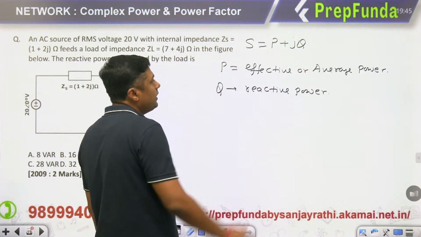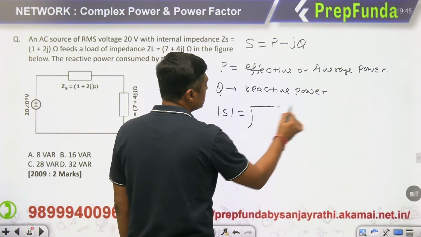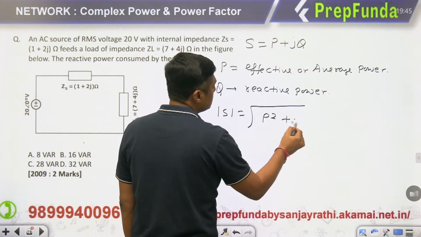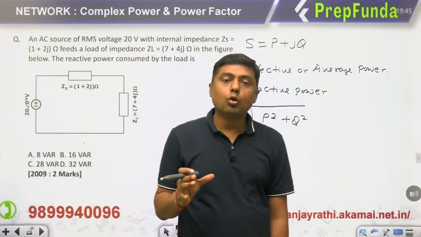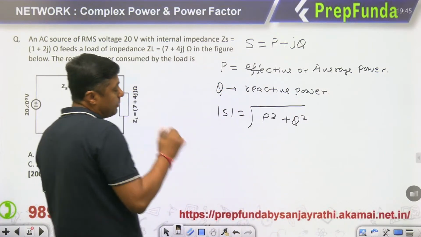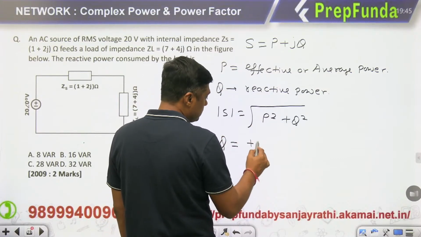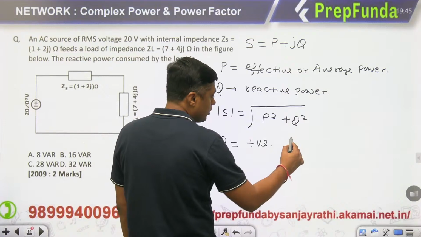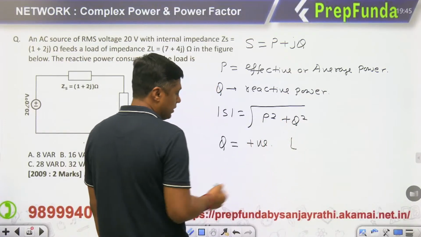Right, and when we are calculating the magnitude of S, then it is called apparent power. So here we have to calculate the Q. Remember, if Q is positive, then give me in comments whether the circuit is leading or lagging.